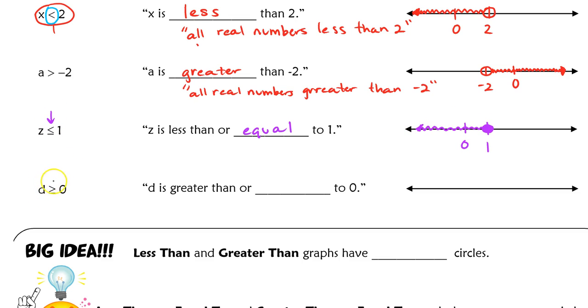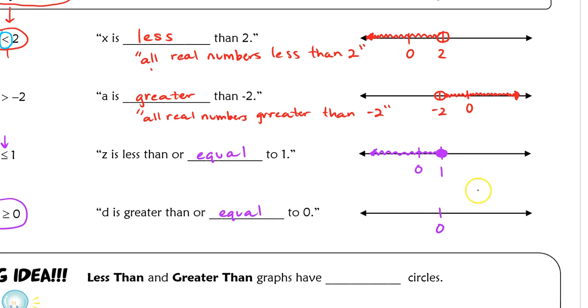Now for the last example, the inequality is d is greater than or equal to 0. So greater than or equal to 0, let's just place 0 here. This time we're not going to have another number because 0 is usually our reference point, so we're just going to leave 0 right there. And I'm going to have another closed circle on 0. This time I'm going to shade to the right. These are all numbers that are greater than or equal to 0. So this is showing you any number greater than or equal to 0.